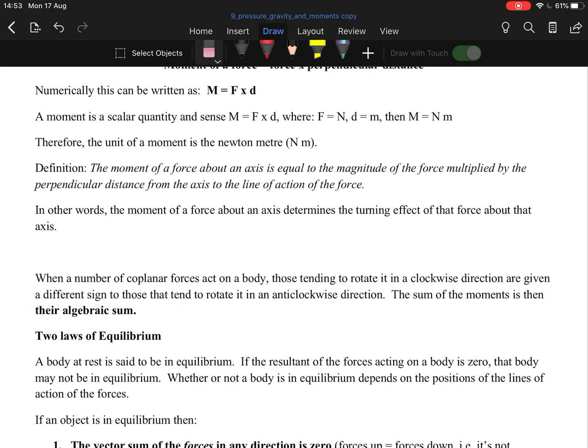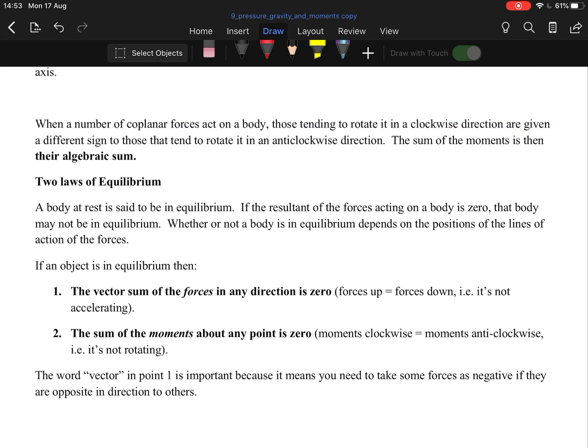All right. Now you do need to know the following: the two laws of equilibrium, and I'll explain clockwise and anti-clockwise in a second. So the two laws of equilibrium are as follows. The sum of the forces in any direction is 0. In other words, forces up equals forces down. Second law, the sum of the moments about any point is 0. In other words, clockwise moments equals anti-clockwise moments. So what does that mean?